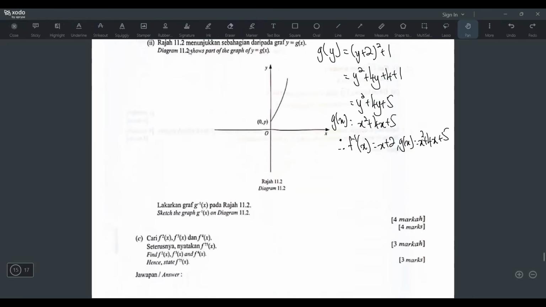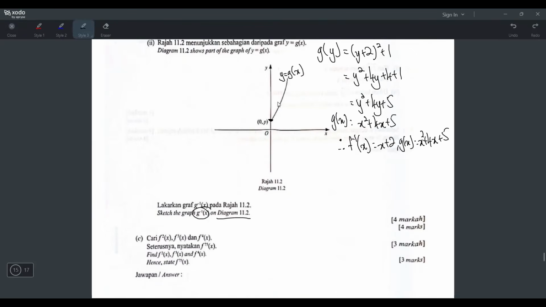Now let's scroll down. B2. Diagram 11.2 shows part of the graph y equals g(x). I can see that they give you a point here, (0, p), but they never give us the value of p, so it doesn't really help us. They just tell you that this is the y-intercept, it's p, but I don't know the value. Then they say sketch the graph of g inverse x on diagram 11.2. They never asked me to find p, they just asked me to sketch the g inverse graph. So there will be no working here, I just have to draw.